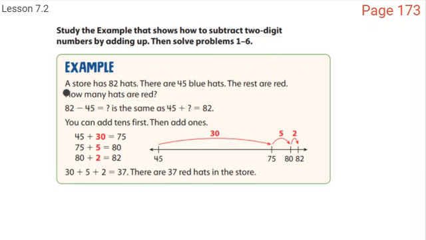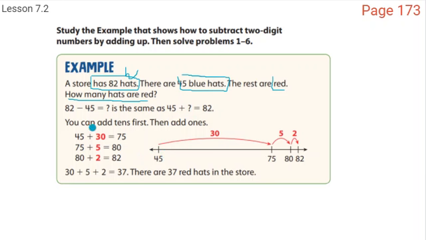Let's look at this again. A store has 82 hats. There are 45 blue hats. The rest are red. How many hats are red? Again, I'm going to circle: the store has 82 hats. That's the whole. They have 45 blue hats. And the rest are red. How many hats are red? 82 minus 45, that's what we're doing, is the same as 45 plus something is equal to 82.